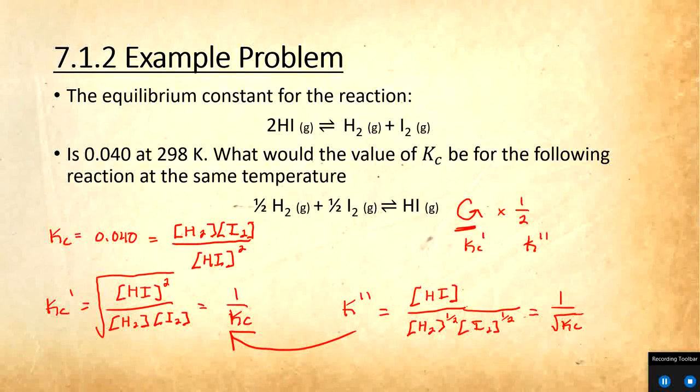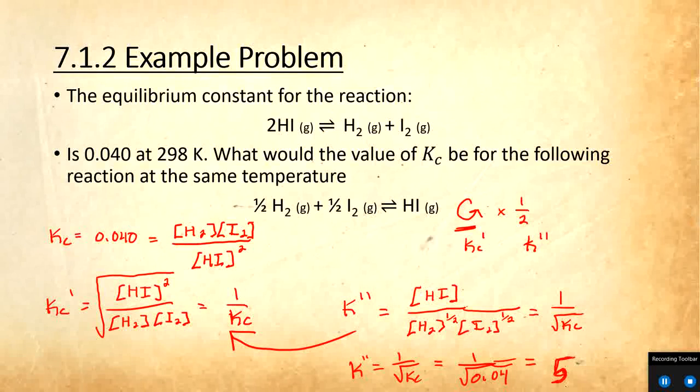Okay, so now we can actually calculate it. Now that we know our final K is equal to 1 over the square root of Kc, we have our original Kc, so 1 over the square root of 0.04. And that gives us an answer for our new Kc of our new reaction of 5.